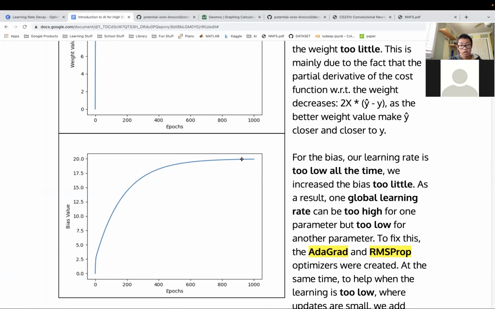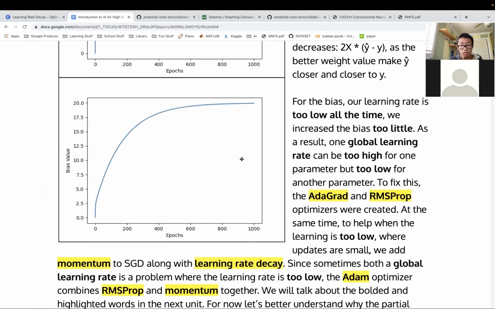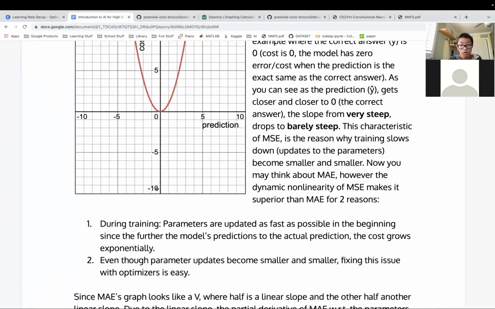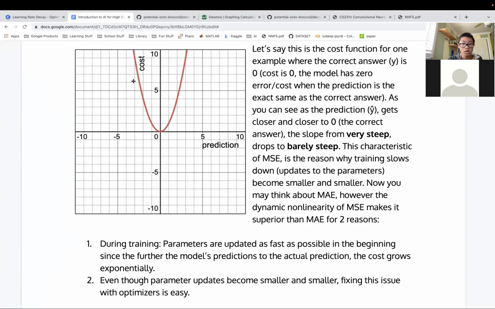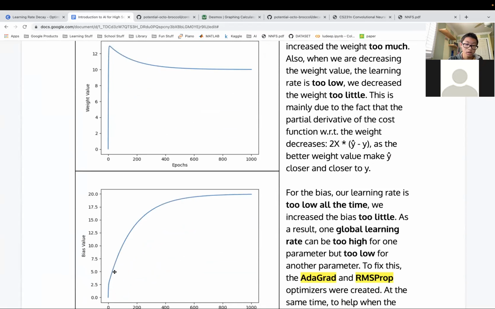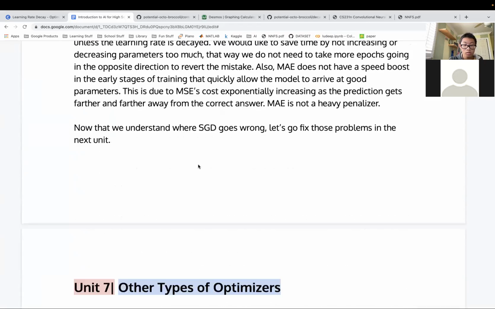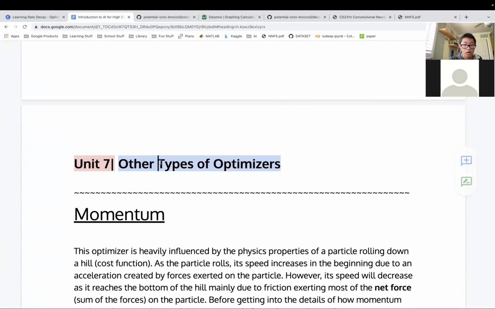So what we need to do is, first, we want the parameters to update faster. Then you want the bias to increase faster, and you want the weight to slow down its learning. So that's what we're going to do next, which is other types of optimizers.